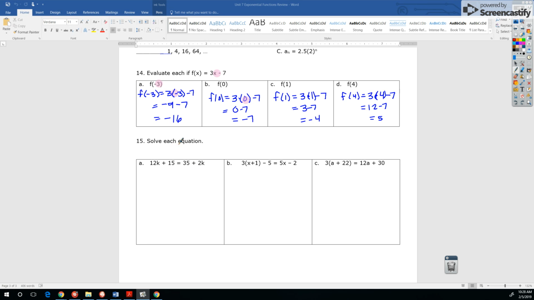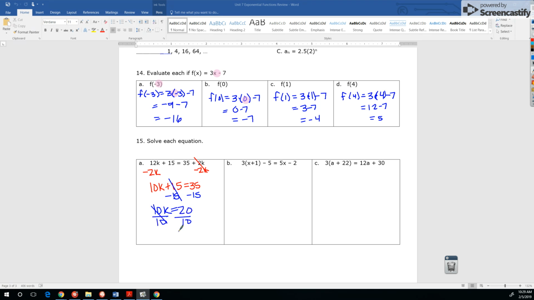Okay, and now I'm going to solve each equation. So if I have like terms, I'm going to combine them. If not, I can start with my inverse operations. So to keep things positive, I'm going to subtract 2k from both sides. 12k minus 2k is 10k. So I've combined up my k's. I now need to combine up my constants. So my next step is to subtract 15 from both sides. So 10k is equal to 20. Divide both sides by 10, and k is 2.